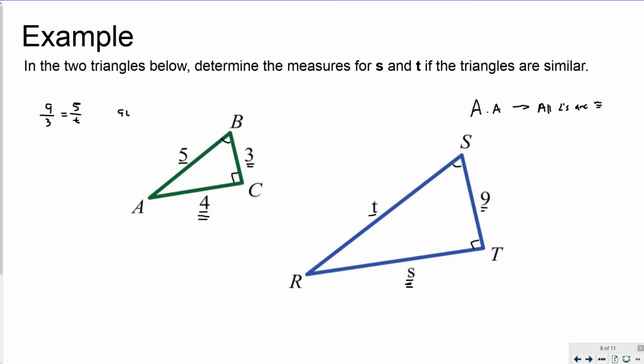Oh, I didn't pair, you know what guys, I made a mistake. I didn't pair them up correctly, and this is where you've got to be careful. The 5 should be on the bottom, and the T should be here, because T and 9 are in the same triangle, and so are 3 and 5. So good thing I caught that, or my problem would be wrong. So 9 times 5 is 45, and 45 would be equal to 3 times T. So if I divide both sides by 3, I get that T is equal to 15.